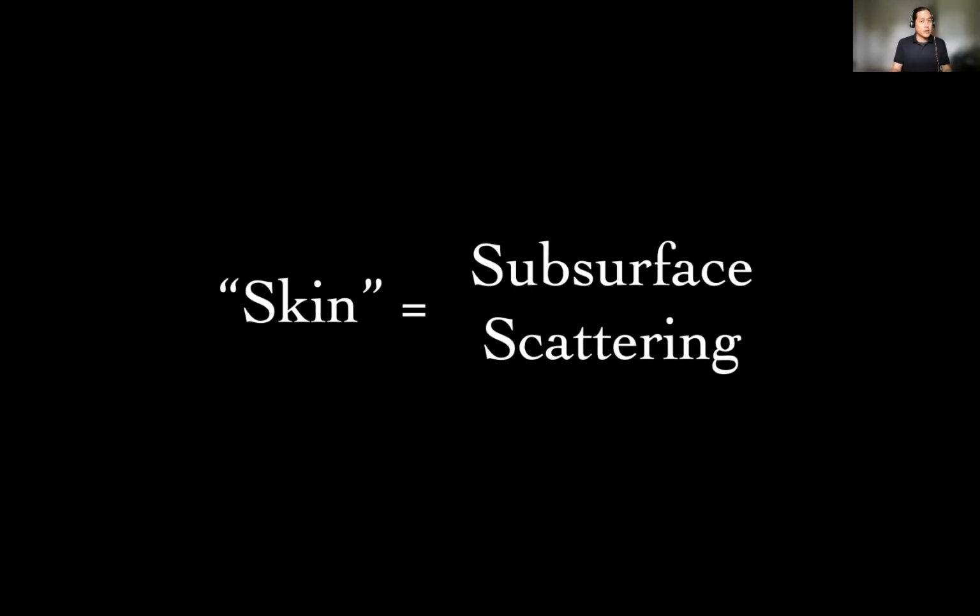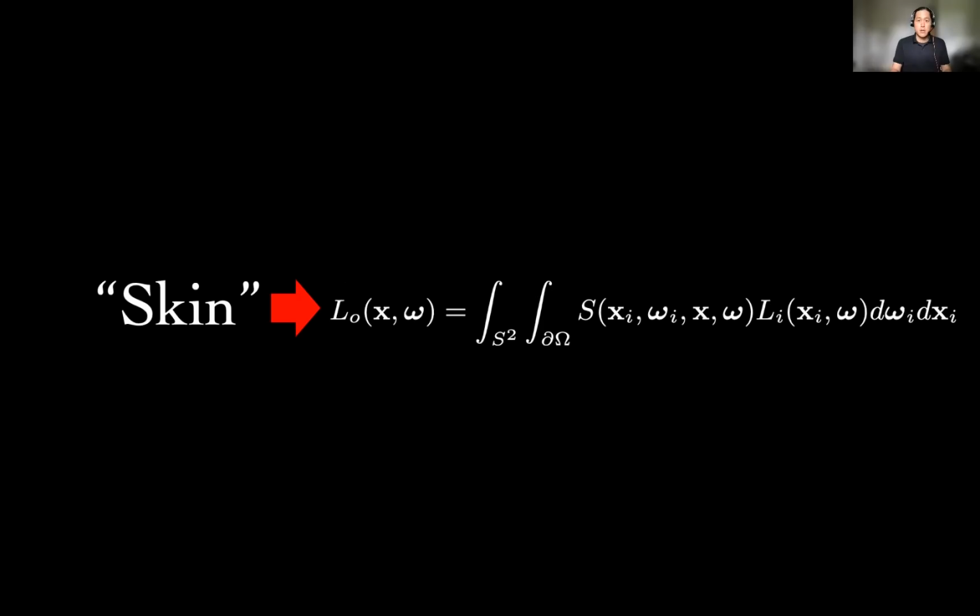When we're talking about white skin, we're talking about subsurface scattering. So this relation has now been codified into the math. We can write it down as a double integral, we can isolate the BSSRDF term, and we can start developing numerical methods for it.